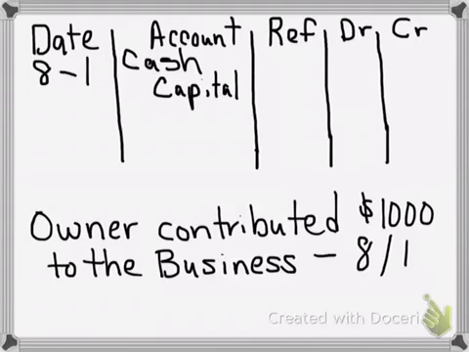Now we're not going to use the reference column right now, so we're going to skip over the reference column and we're going to go in and put the amounts. So we would have $1,000 as our debit amount for cash, and for capital we're going to have $1,000 as our credit amount. And so this is what the actual journal entry would look like whenever you are doing that journal entry.